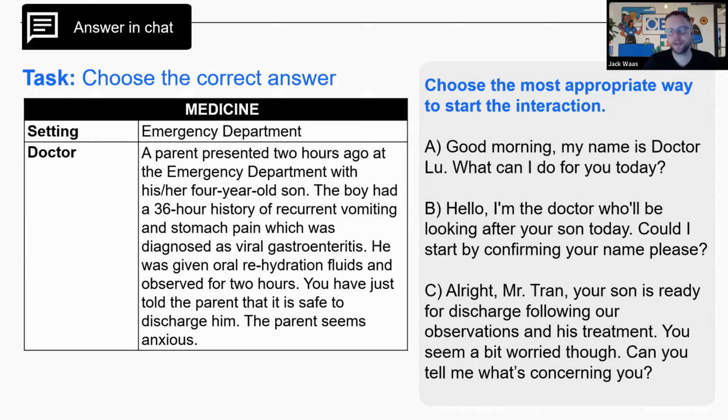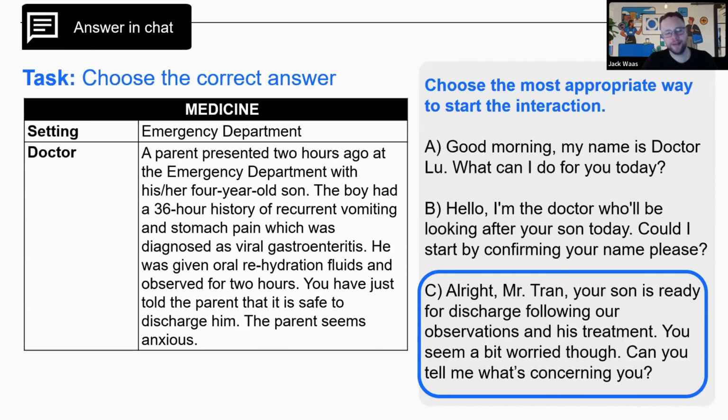All right, so the answer here is letter C. Based on the information that you've been given, the best way to start this interaction is letter C. Okay, very good. I saw that you guys have written that in here.